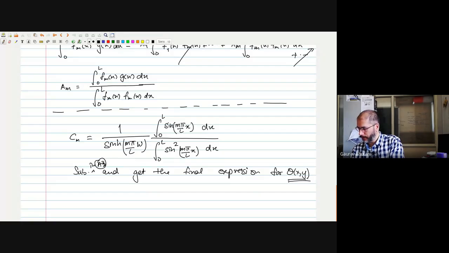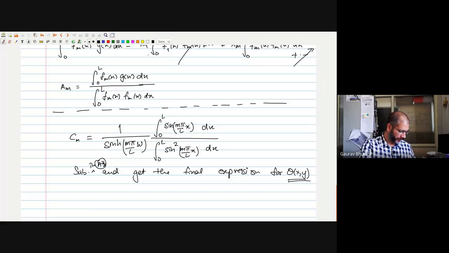Any questions on this? All right. So this completes our discussion on the analytical solution for 2D heat transfer. Let's plot this and see what we get.